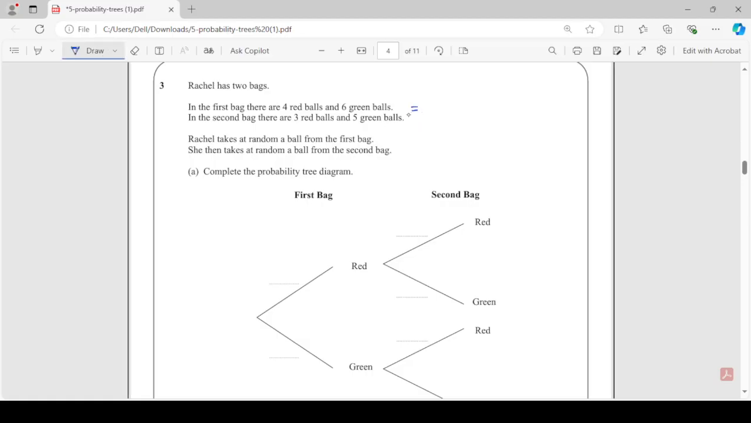Total number of balls in the first bag are 10, and in the second bag it's 8. Red is 4, green is 6. Red is 3, green is 5.